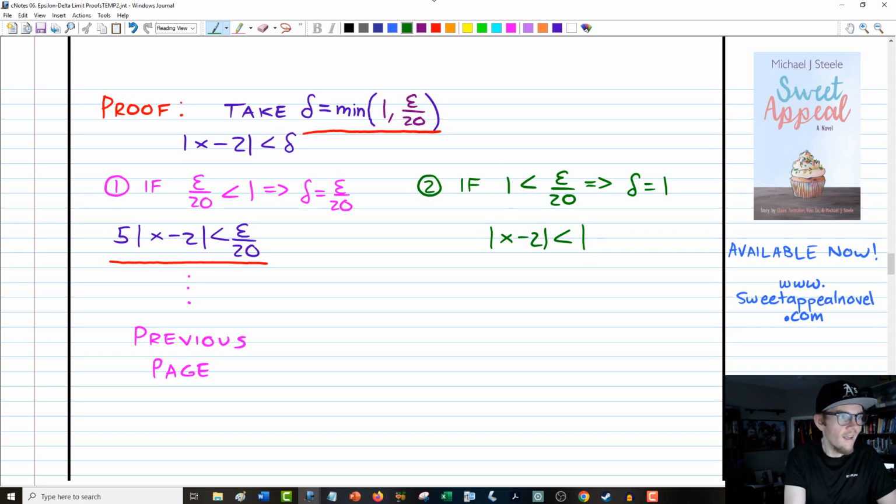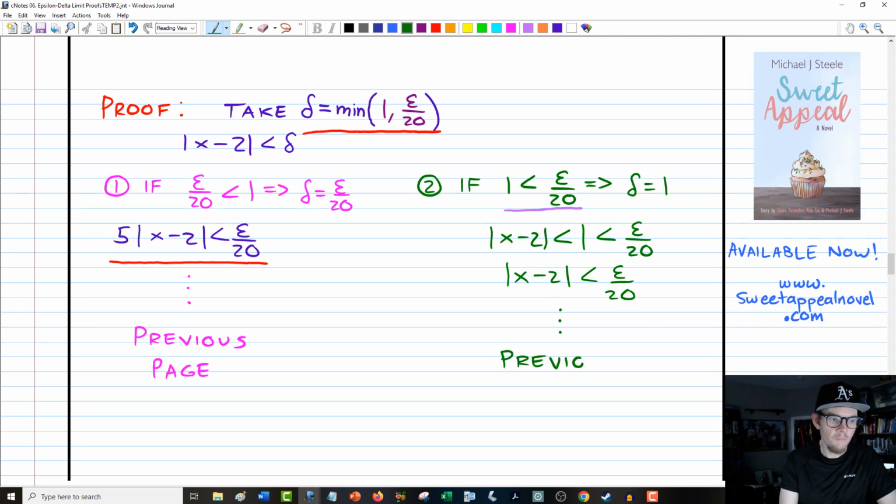But because 1, I'm just going to literally underline it, it's super cool. Because 1 is less than epsilon over 20, we can just conclude that, well, that's true as well. In order to be less than 1, you're also less than epsilon over 20, which means you could just go back and go, okay, just kidding. Let's let absolute value of x minus 2 be less than epsilon over 20. And then from there, every single thing follows the same model we did from the previous page.